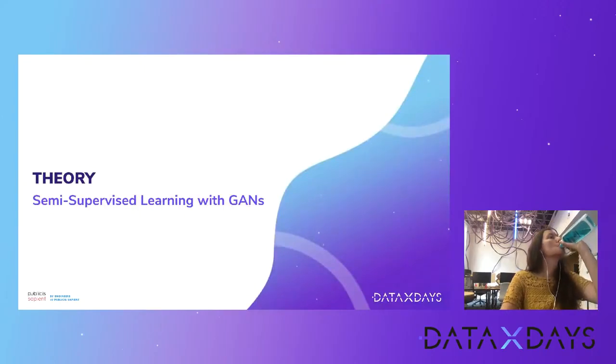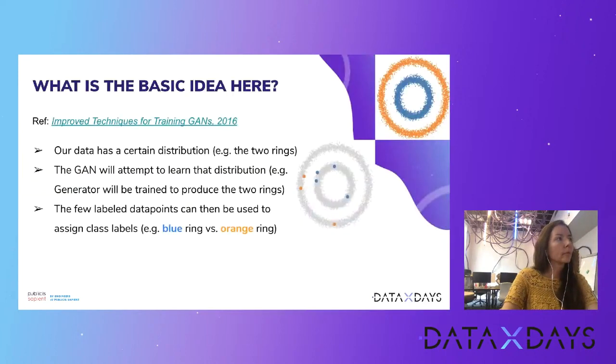Okay, so what is the basic idea here? I will keep referring to this example with the 2 circles. I know it's a bit of a boring example, but I just find it very illustrative. And again, there are some references if you want to learn more about what I'm talking about. So here our data, well, our data in general has a certain distribution. In this example, our data forms 2 rings, of particular radii, and then the task of the GAN is to attempt to learn that distribution.